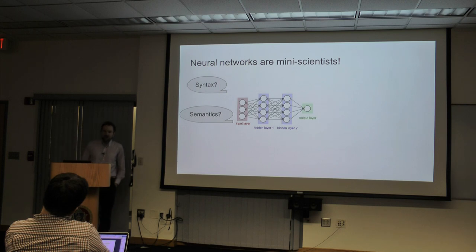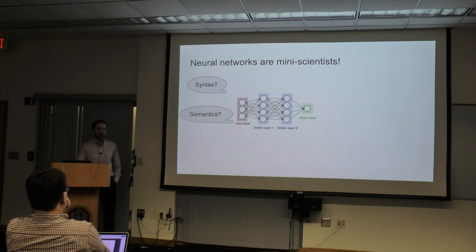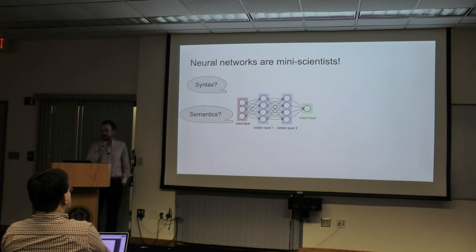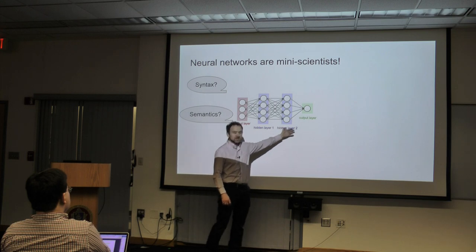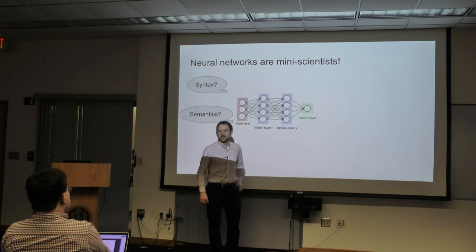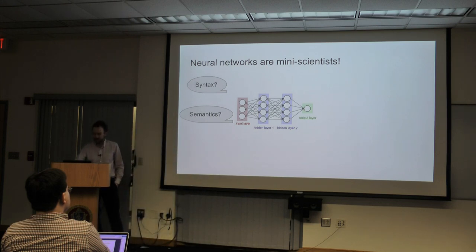One of the reasons why neural networks are so good at this is because neural networks are mini scientists, basically. They're discovering latent features of the problem that you're interested in solving, and they're extracting these features in an appropriate way so that you can basically solve this problem better. You have your input layer, you have your hidden layers, and then you have your output layer, and hopefully by the time you get to hidden layer number two, the things that are expressed in this vector are relevant or salient to the problem. In the case of language, they might be learning something like syntax or semantics.